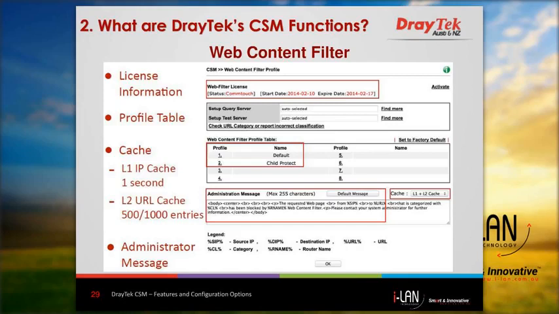And then below that, highlighted in red, is the profile table. Here you can create a profile and select the categories to filter. I'll show an example in the next slide. You can also select the required cache to use as well. And you can customize a message to display to the user if they try to access a blocked website. So it'll be similar to the one I showed you earlier for the URL content filter.